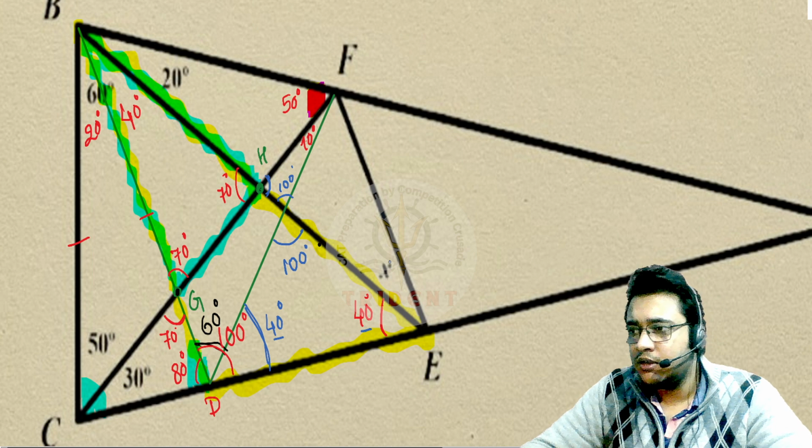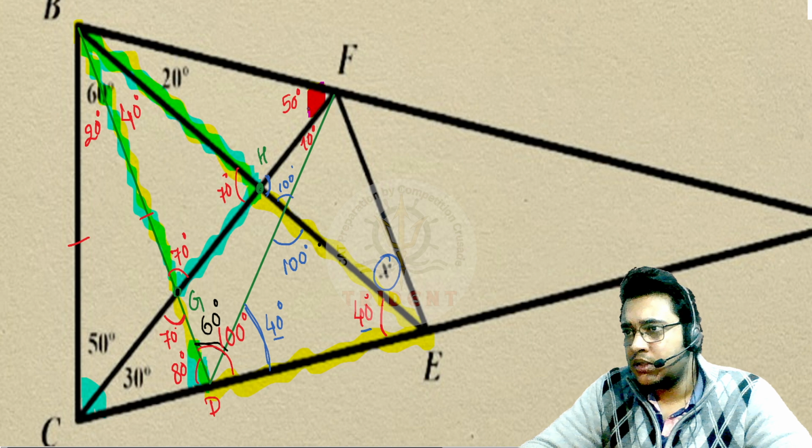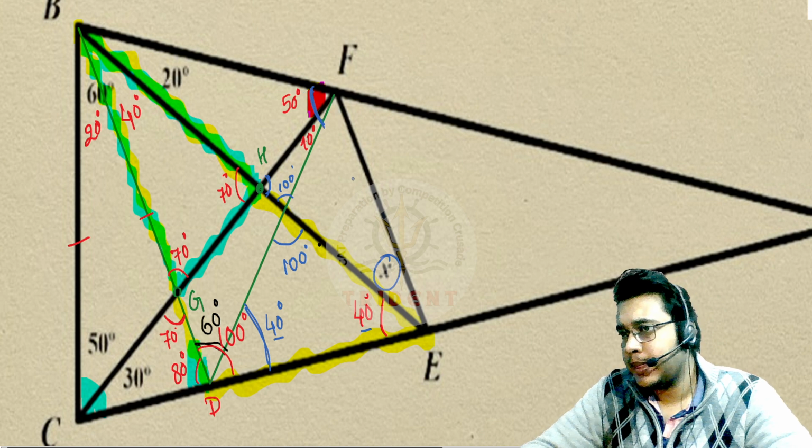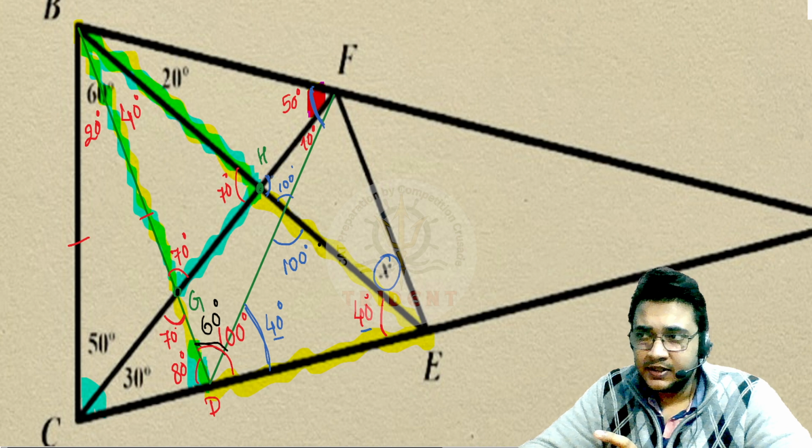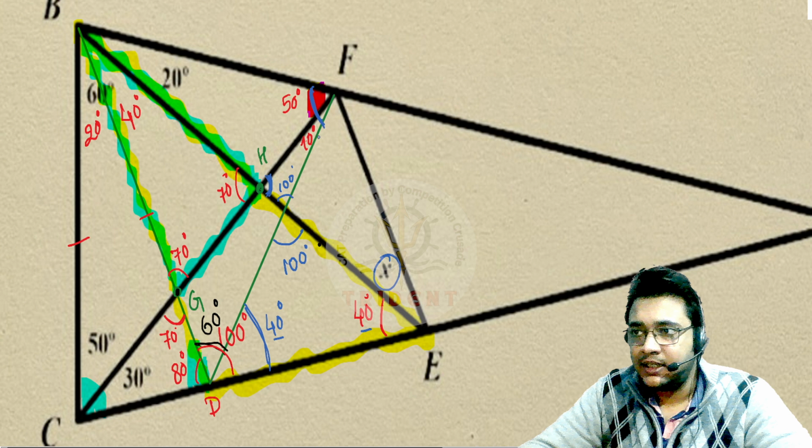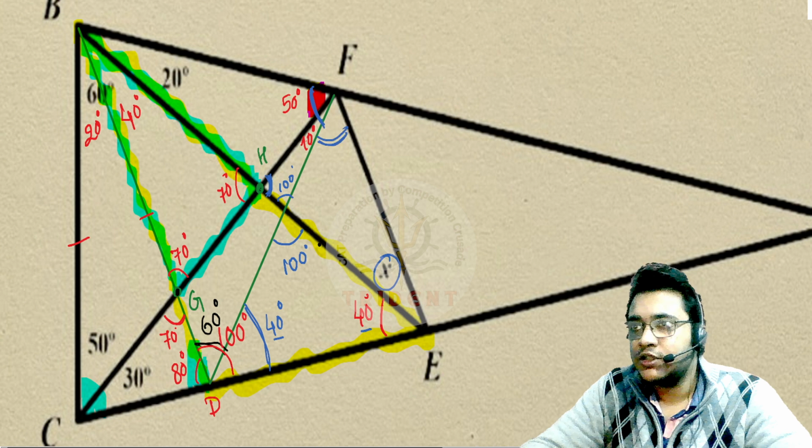Ultimately I need to calculate for X. Let's see if I can calculate for X. So now that I know that this is 60, this length is 70. Can you predict how much this is? Please tell me. Please predict. Make the predictions clear.